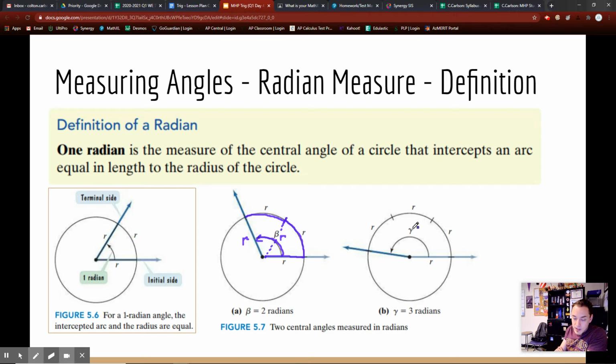Okay? And then right here, this is gamma. So gamma is intercepted 3 different times. So 3 pizza slices. And again, this segment is R. That's your center. And this segment itself is R. Okay? All right. So 2 central angles measured in radians. And then you got the 3 central angles measured in radians for gamma.